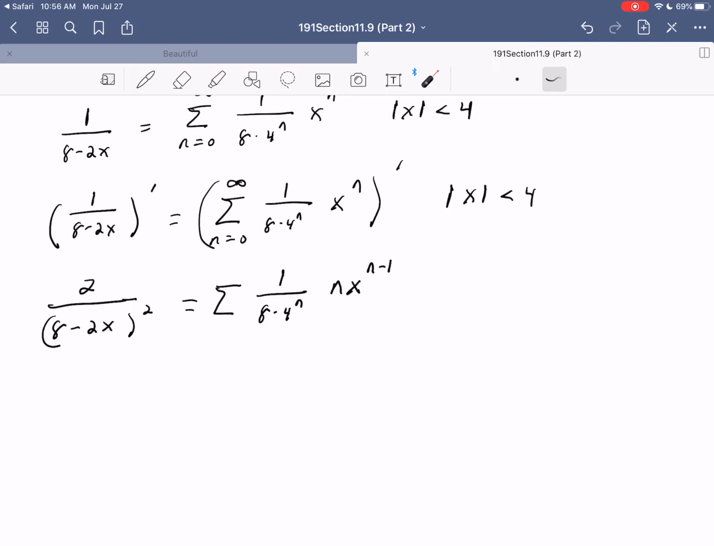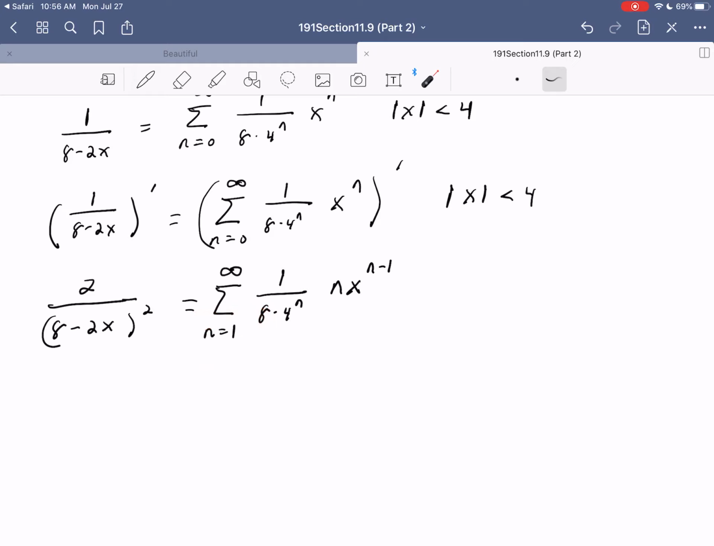Now, we need to be a little careful. In differentiation, this is just a very minor detail, but you've got to pay attention to it. If you run this from n equals 0 still, you'd be getting x to the negative 1, which doesn't make any sense because that's non-polynomial. x to the minus 1 is 1 over x. So what happens is because you took this derivative, you lose that first term. So this actually now runs from n equals 1 to infinity. Just got to be very careful with that.